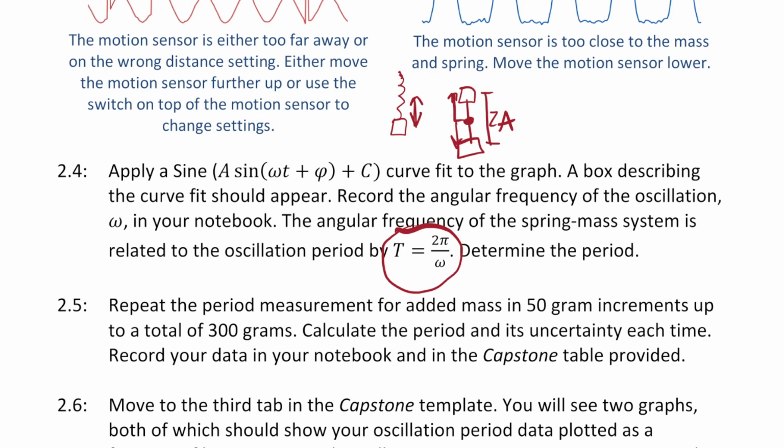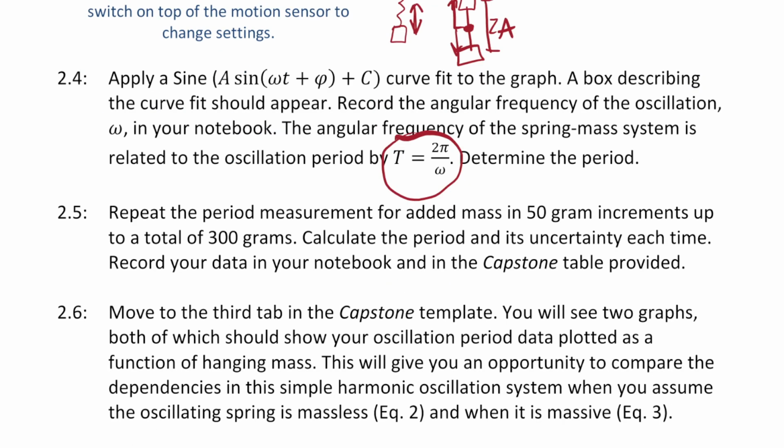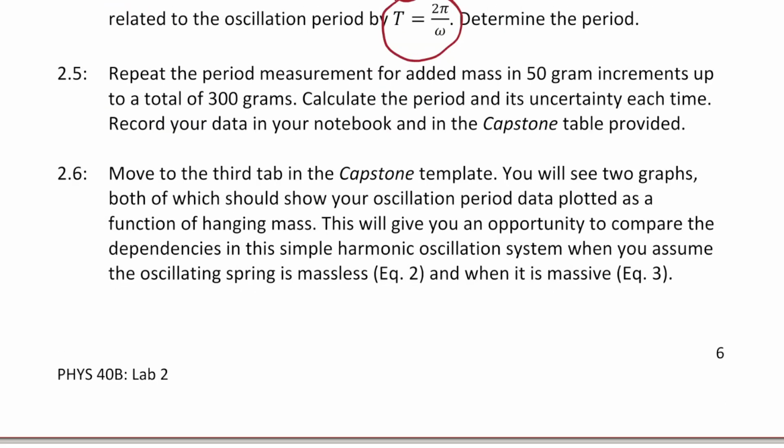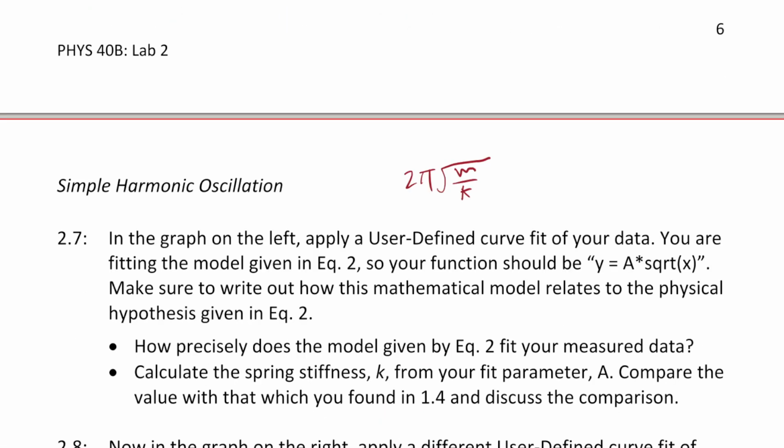Because in 2.5, you were repeating the previous experiment up to 300 grams, and you were recording omega in your notebook, but you were also recording the oscillation period in Capstone itself. Okay. And so 2 pi root m over k is your period, and that's going to be equal to our a square root x. But remember on your x-axis was the mass. So we change x to m, and then this is equal to a times the square root of m.